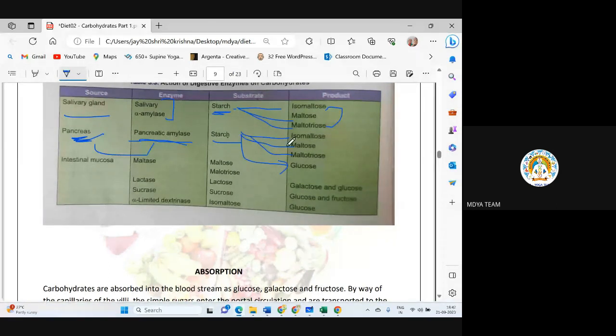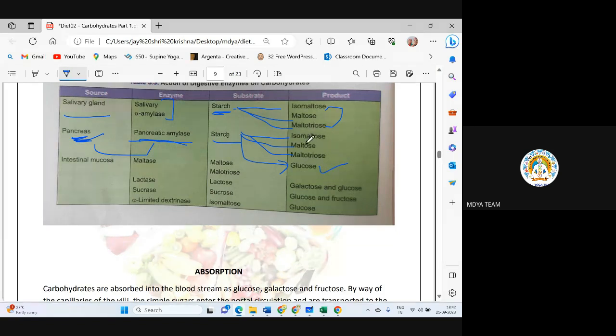Everyone is clear why in our mouth starch does not convert into glucose? Because food does not stay longer in the mouth. Food is there for a very limited period of time, but pancreatic amylase acts on starch in small intestine, and in small intestine, food is there for a very large duration.